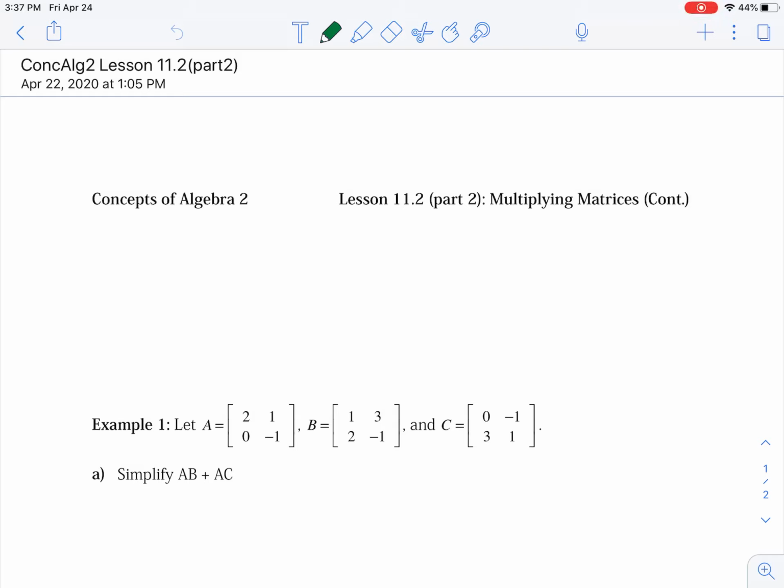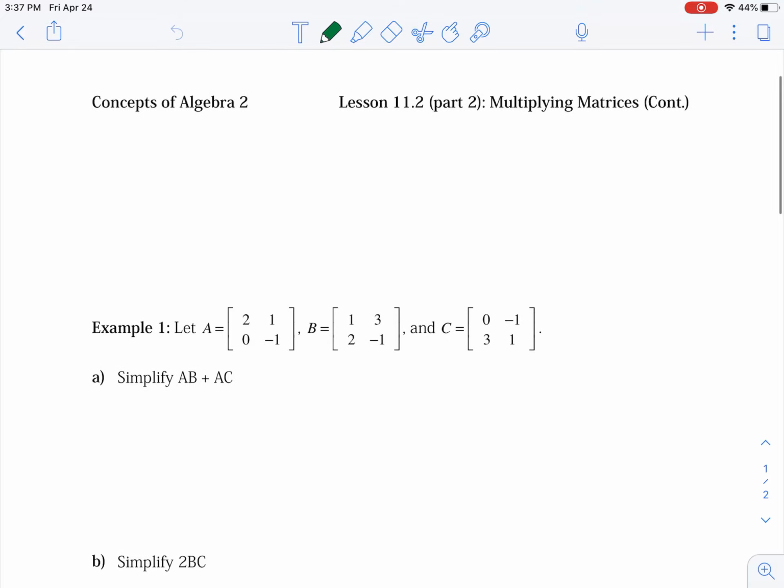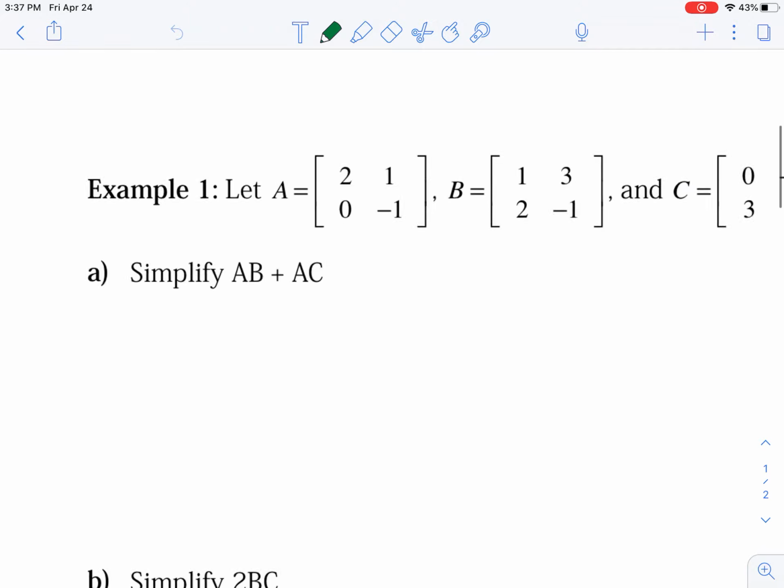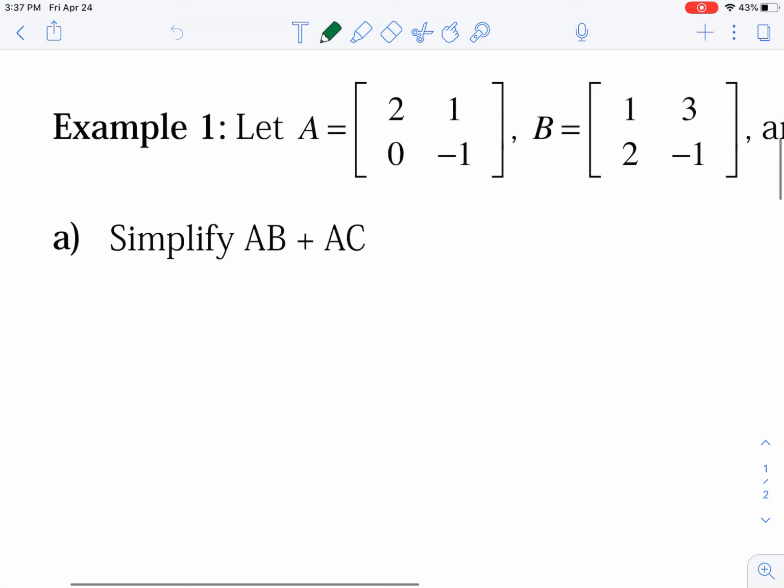So in this lesson, we're just going to continue practicing how to multiply, add, subtract, and multiply by a scalar when it comes to matrices. So you'll notice in the homework, you're going to be given 3 matrices. They're going to name those A, B, and C. And then they're just going to tell you, do the following operations with those matrices. So for this particular case, we're going to be taking A times B.